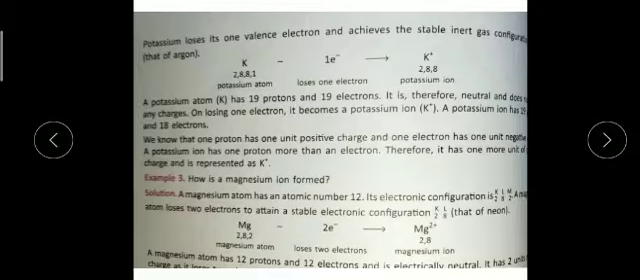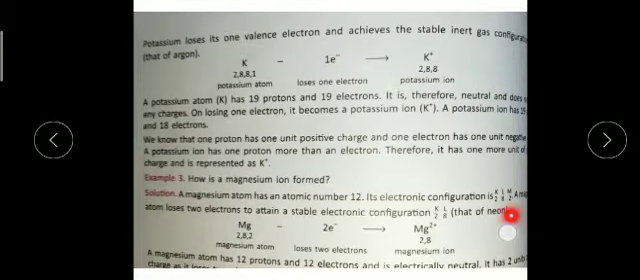In the same way, another example is given. Children, how is a magnesium ion formed? We know that magnesium's atomic number is 12 and its electronic configuration is 2, 8, 2. So in the outermost or valence shell, 2 valence electrons are there.